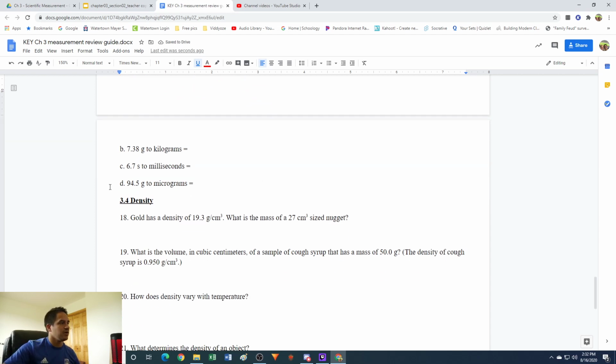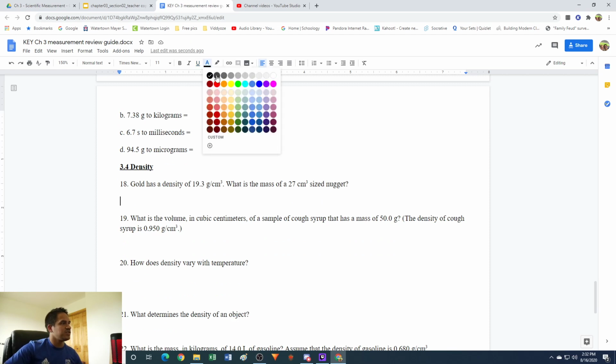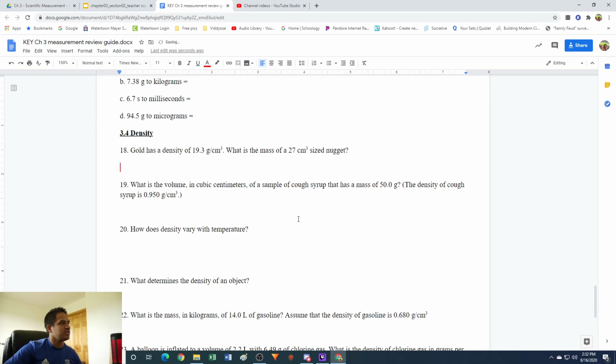All right? Okay, again, I'm going to leave these other ones to you because those are pretty simple, but if you have questions on those, let me know. All right, last questions here. 3.4 density. Gold has a density of 19.3 grams per cubic centimeter. What is the mass of a 27 cubic centimeter sized nugget?